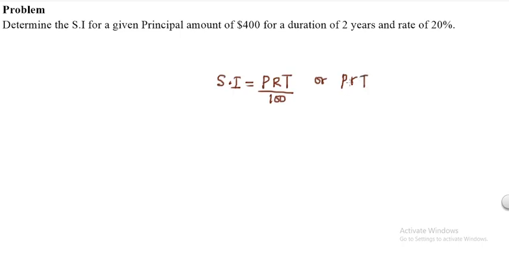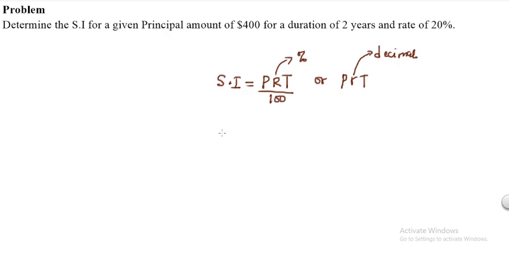The difference between these two formulas is that the rate here is in percentage, and the rate here is in decimal. So if you are going to use this formula, you have to convert the rate to decimal. If the rate is given as decimal, use this formula. If you want to use it as a percentage, you use this formula.